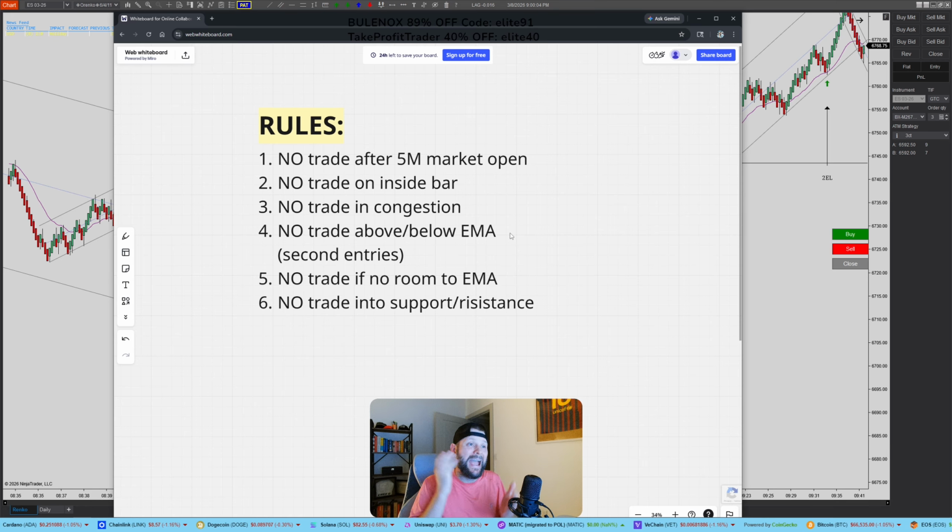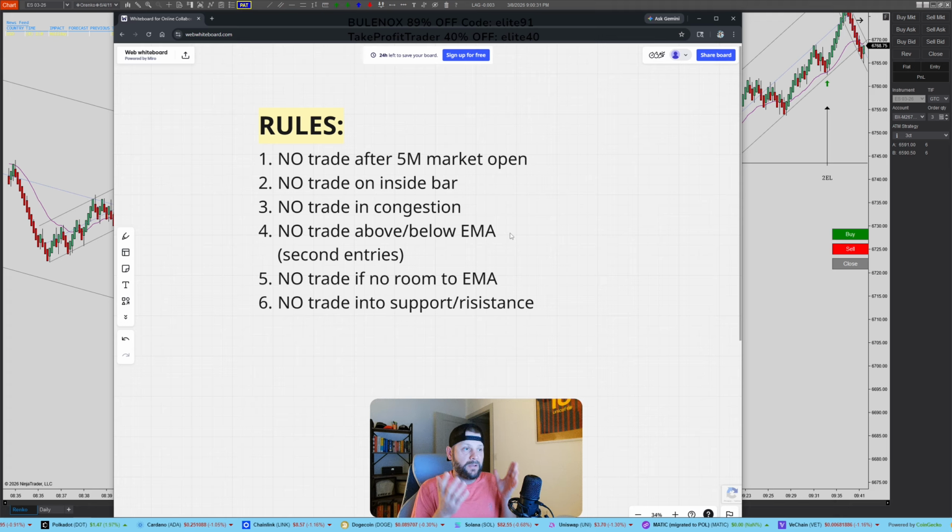I don't care if it's at the EMA. It has to close above the EMA if it's a second entry long. If it's a second entry short, it's vice versa. It has to close below the EMA, okay? So the reason for that is when there's usually a second entry long below the EMA, what I do is I wait for a higher low, right? And it's vice versa for the second entry short. I'm looking for a lower high, right?